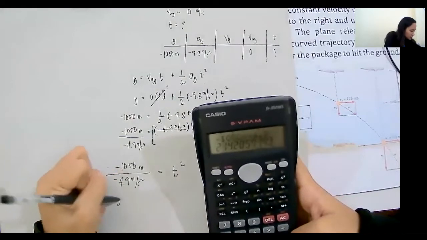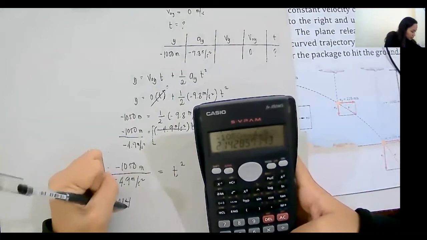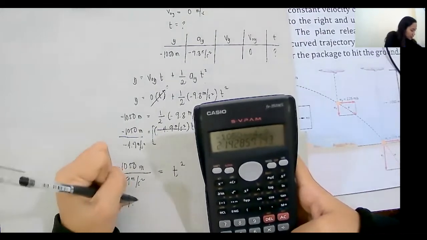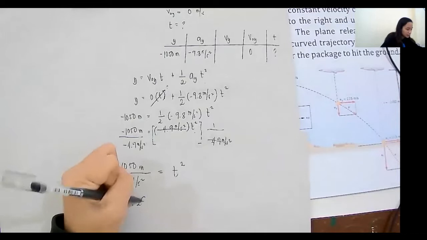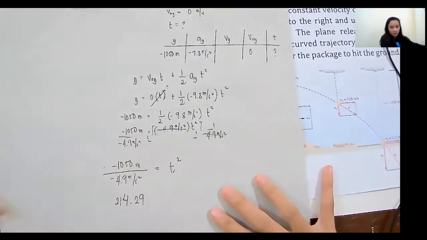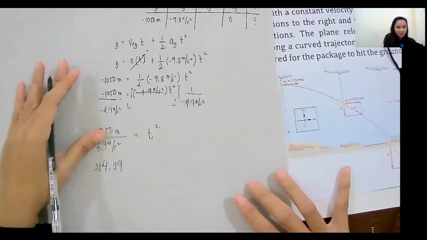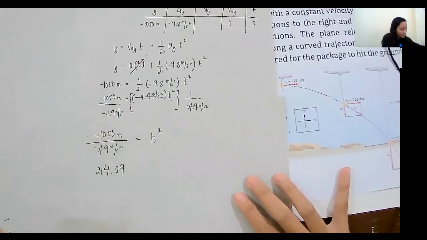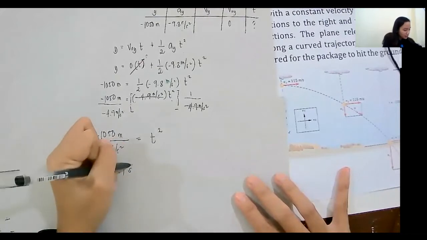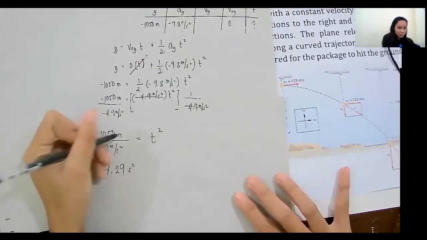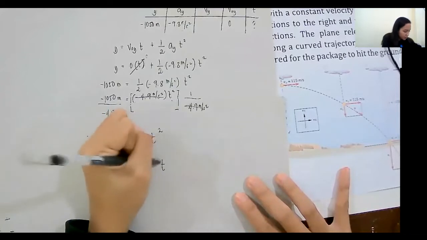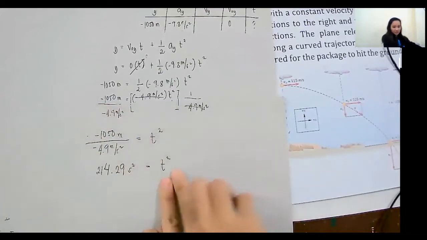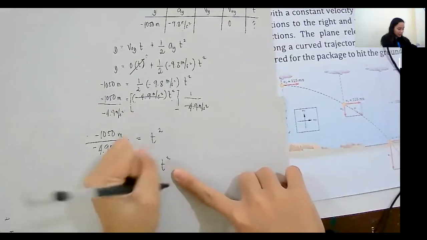Okay. So this is 214.29. Yung unit natin for this one, it will actually be second squared. Okay? So ma-cancel si m, and then we will have t squared. So dapat t lang yun siya, okay, to get our time.